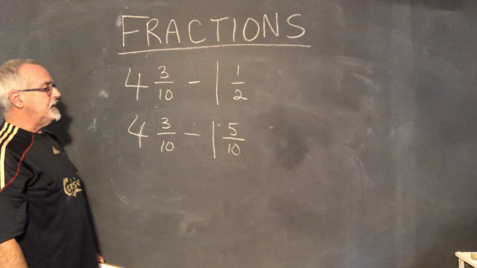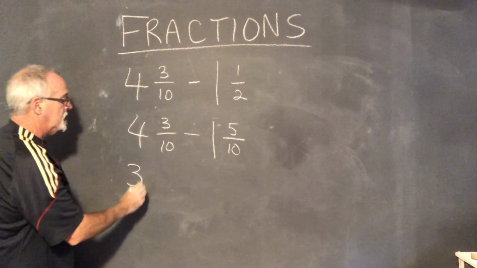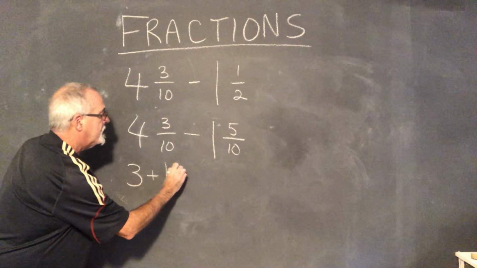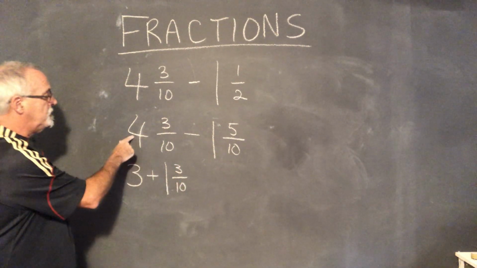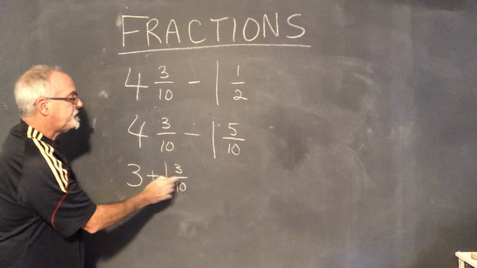This thing happened again. So what I'm going to do is convert 4 3/10 into 3 plus 1 3/10. I'm borrowing one of these 4, so there's 3 left. But the one I borrowed is right here.